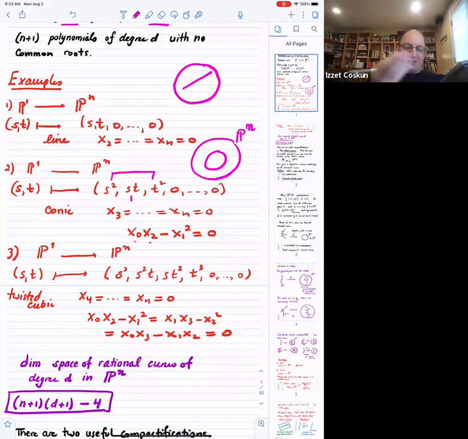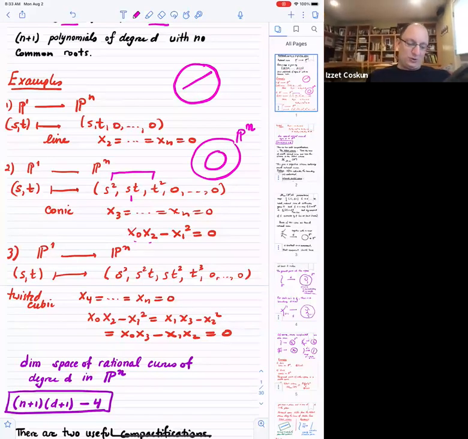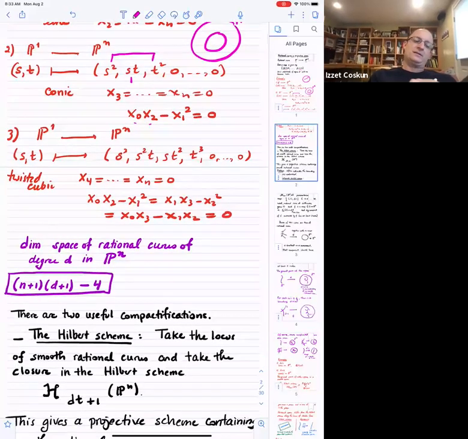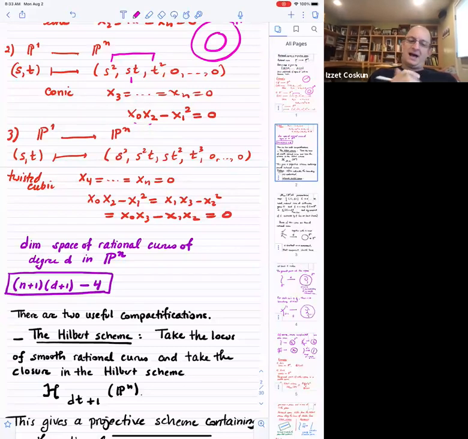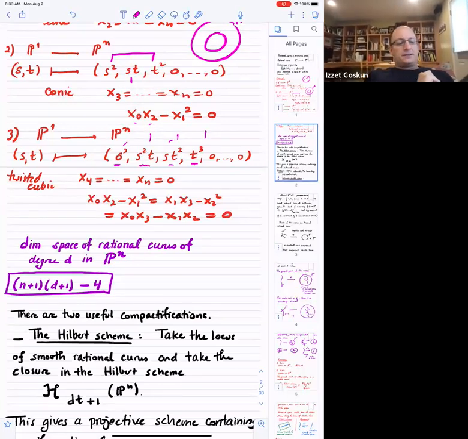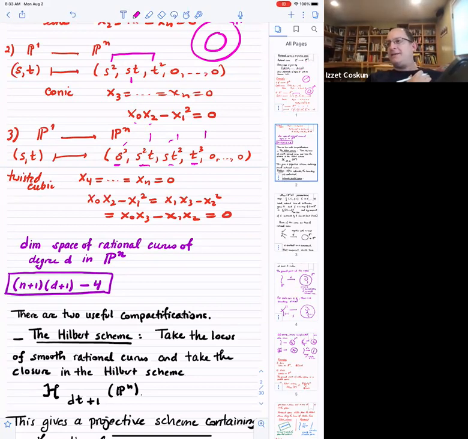And then there's a generalization that's called the rational normal curve. For example, in P3, it goes to (s^3, s^2 t, s t^2, t^3) and zeros. And that has the relations that x0 x2 is x1 squared, x1 x3 is x2 squared, and x0 x3 is x1 x2. Anyway, so we are talking about something like this. A rational curve for us will be a map from P1 to Pn. And you can say a bunch of things.